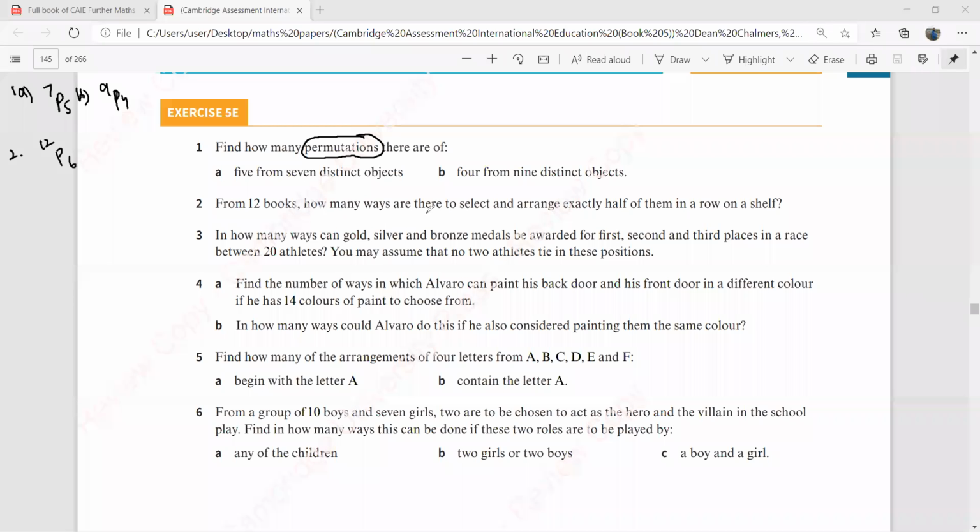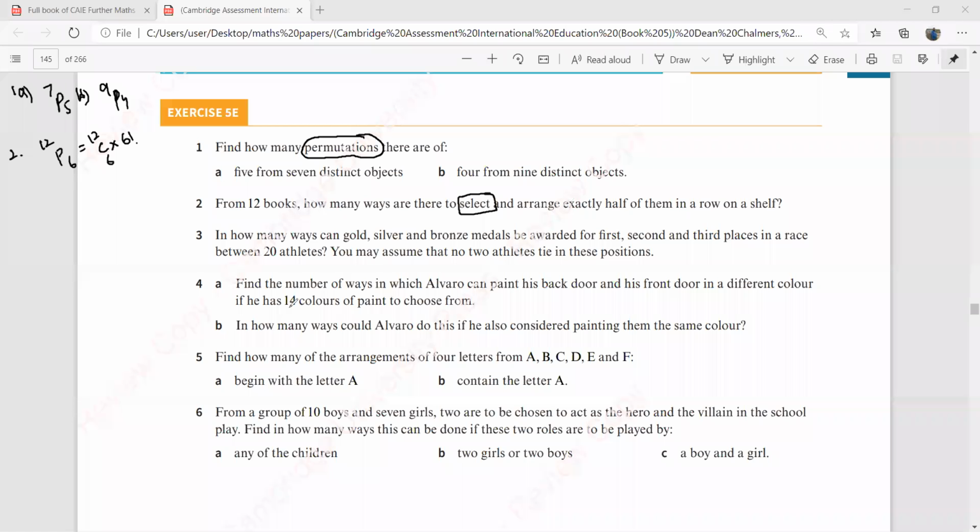Now, if you go in this order, it says how many ways are there to select. If you only had to select, then this was to be 12C6. And then you were arranging. So selecting and arranging is the same as 12P6, or you can also write it as 12C6 times 6 factorial.